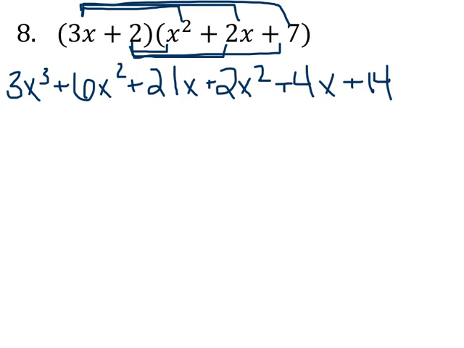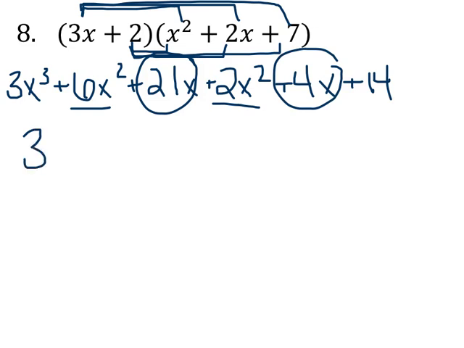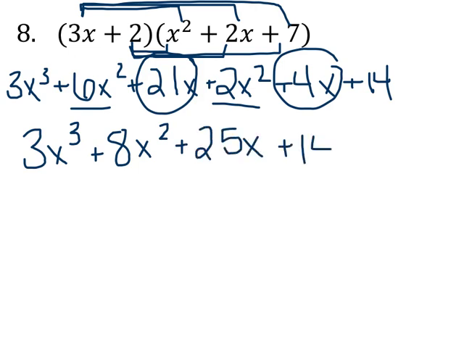We need to go through and combine our like terms. 6x squared and 2x squared, 21x and 4x. So our final answer is 3x cubed plus 8x squared plus 25x plus 14.